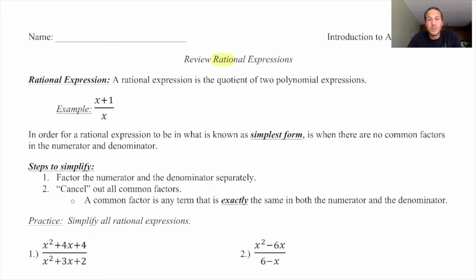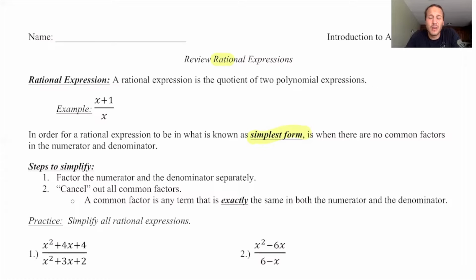This year, it's going to be super important. We want something to be in simplest form. Simplest form is when there are no common factors in the numerator or the denominator anymore. It's very easy to get to simplest form. You're just going to factor the numerator and denominator. Now, you factor them separately, independent of each other. What you factor up top doesn't make a difference on what you factor in the bottom, and vice versa. Okay, and then you cancel out all the remaining factors.